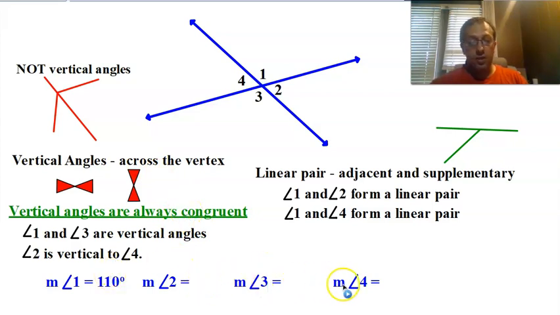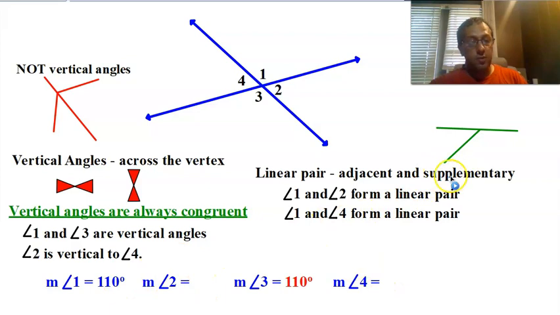So, which one of these angles is going to have the exact same measure as angle 1? Well, angle 3, because it's across the vertex there. They are vertical angles, so they have the exact same measure. They are congruent to each other. Now we need to find the measure of angle 2 or the measure of angle 4. It doesn't matter which one. I'm just going to find 2 because why not?